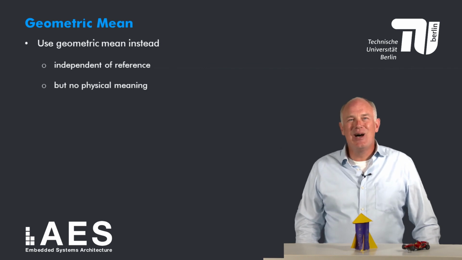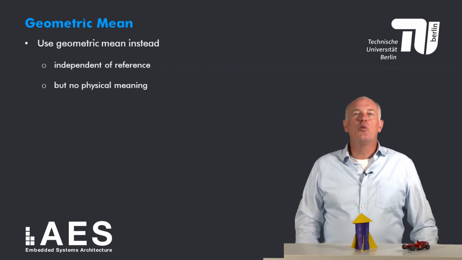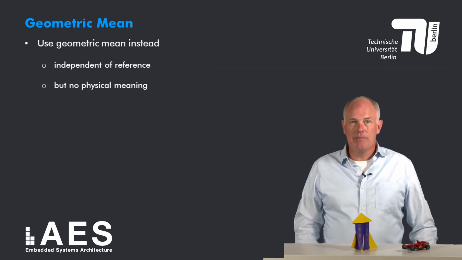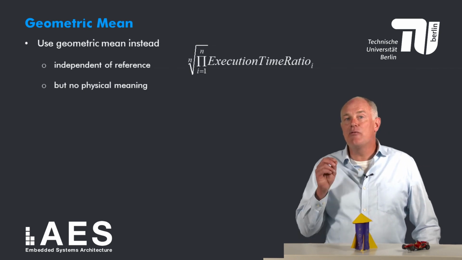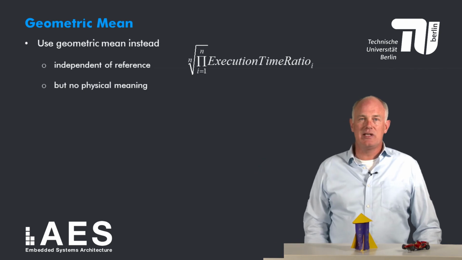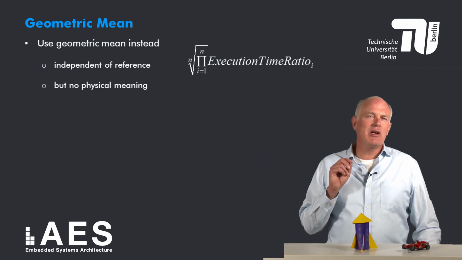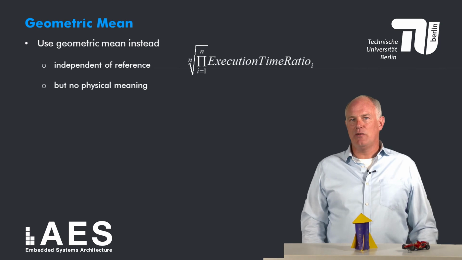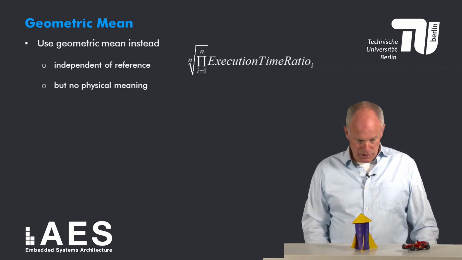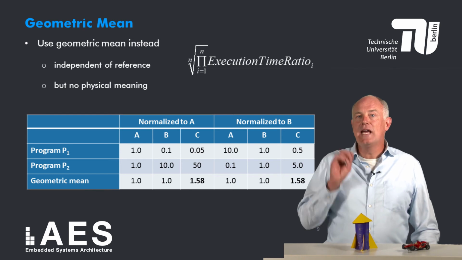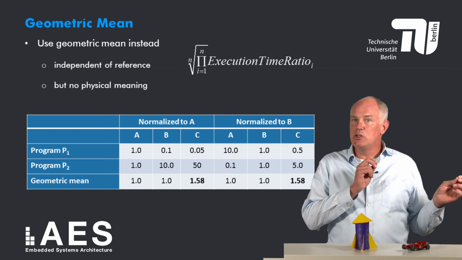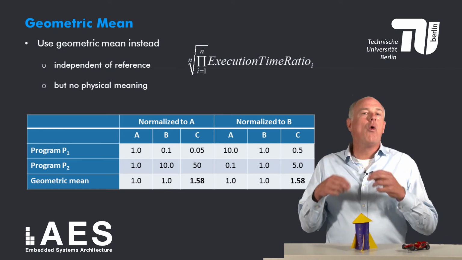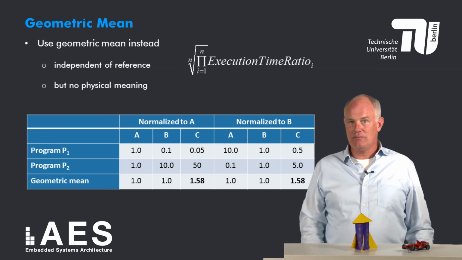But what can we do then? What should we use instead? We should use the geometric mean instead of the arithmetic mean. The geometric mean is given by the nth root of the product of all execution time ratios. The geometric mean is independent of the choice of reference, as this example here shows. In all cases, C is the fastest computer, independent if we normalize to A, to B, or to XYZ for that matter.